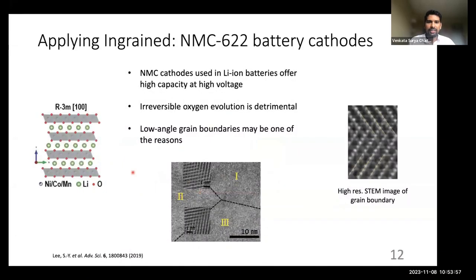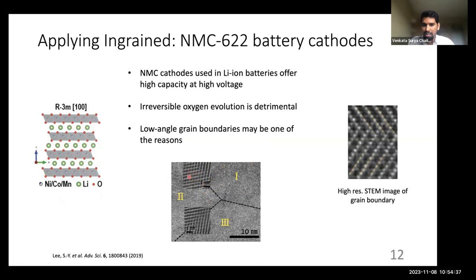So here we are going to apply the Ingrained TEM mode on NMC cathode material. NMC 622 is a layered cathode material, which is predominantly used in lithium-ion batteries. They have these so-called low angle tilt grain boundaries, which are still present even though they are claimed to be absent in some of these single crystal cathode materials. In this particular work, our experimentalists have hypothesized that these low angle tilt boundaries, even though they are very stable and defect free, might still cause some oxygen loss, which is detrimental to the performance of the battery.